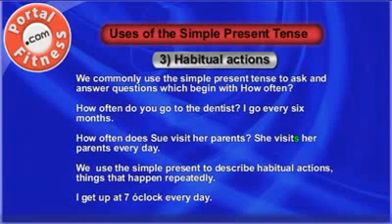Another use of the simple present tense is habitual actions. We commonly use the simple present tense to ask and answer questions which begin with how often. How often do you go to the dentist? I go every 6 months. How often does Sue visit her parents? She visits her parents every day. We also use the simple present tense to describe habitual actions, things that happen repeatedly. I get up at 7 o'clock every day, for example.